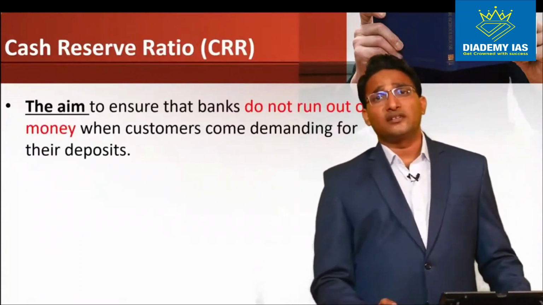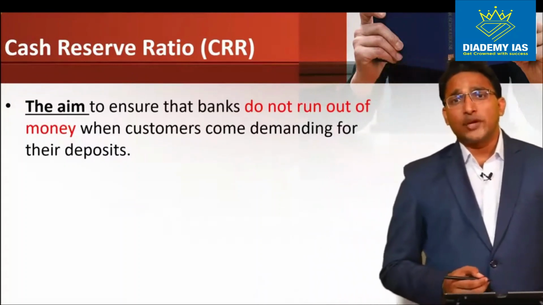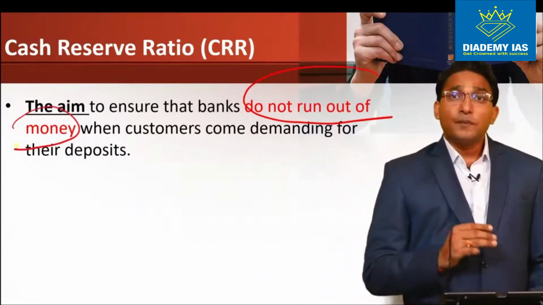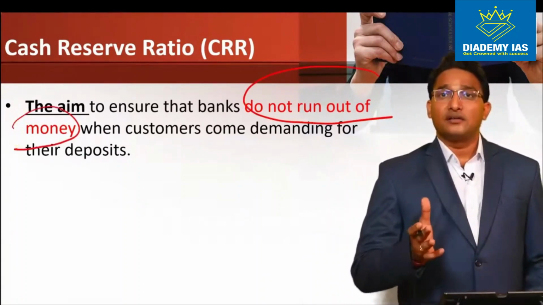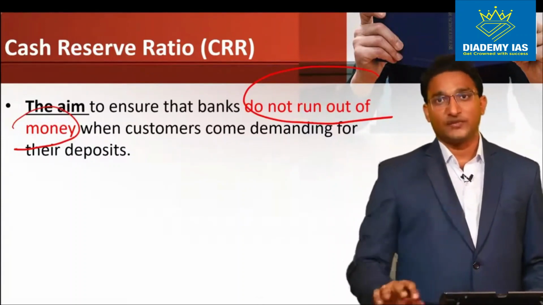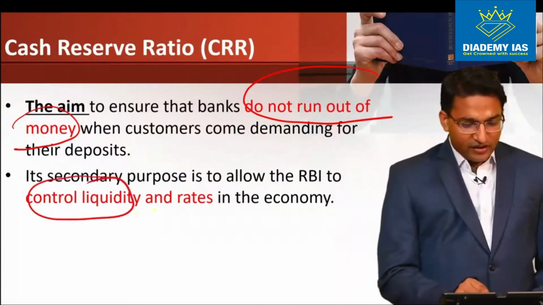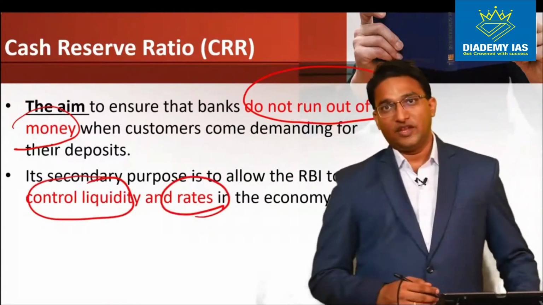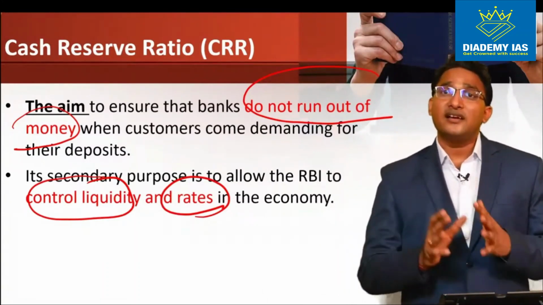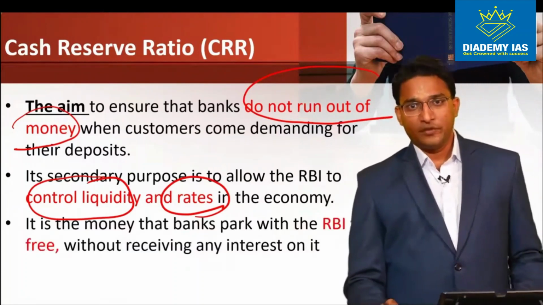Let us understand a few other things about the cash reserve ratio. The aim of the cash reserve ratio is to ensure that banks do not run out of cash, right? The purpose is that the banks remain solvent even if a lot of money is demanded back by the customers. This is the first objective. The second objective is to control the liquidity and the interest rate in the economy. The phenomena that we just discussed, the money supply and the interest rate, are directly impacted by the cash reserve ratio. So this is the secondary purpose.